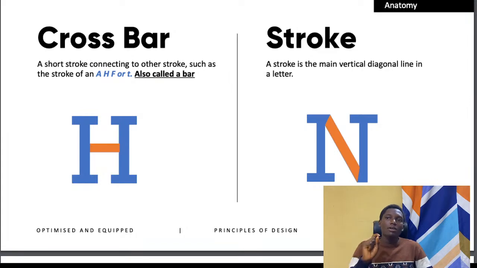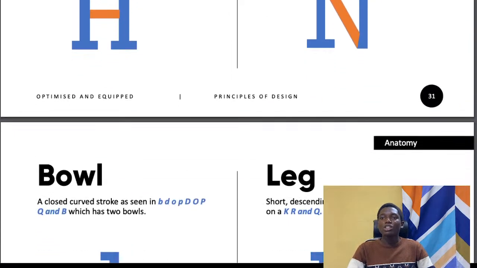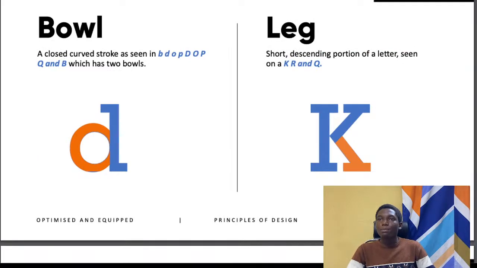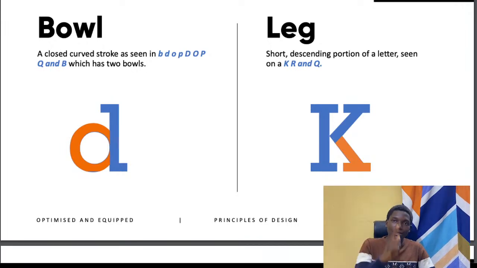Then also the crossbar is for a specific horizontal alphabet, and a stroke is for specific vertical or diagonal lines. They are not really important, but you need to understand and know them, like the bowl and leg, which is just for the short descending portion of a letter seen on K, R and Q. These are letters that are not straight like this, but kind of descending in a slant form.